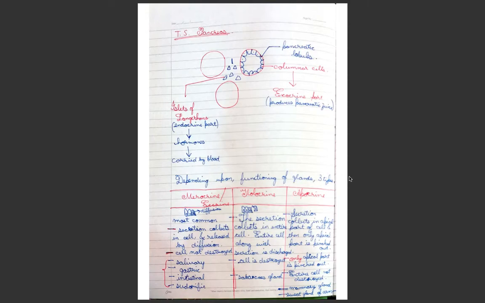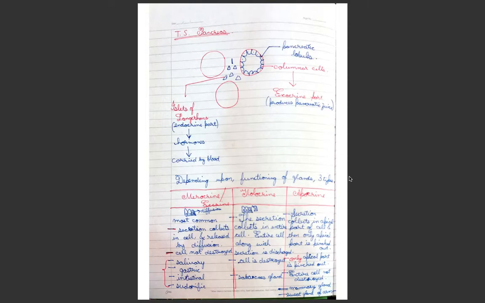Depending upon function of glands, there are three types: merocrine, holocrine, and apocrine. In merocrine, the cell filled with the secretion is not removed; only the secretion goes away from the cell by diffusion, and the cell is not destroyed. It is found in salivary, gastric, intestinal, and sudorific glands.